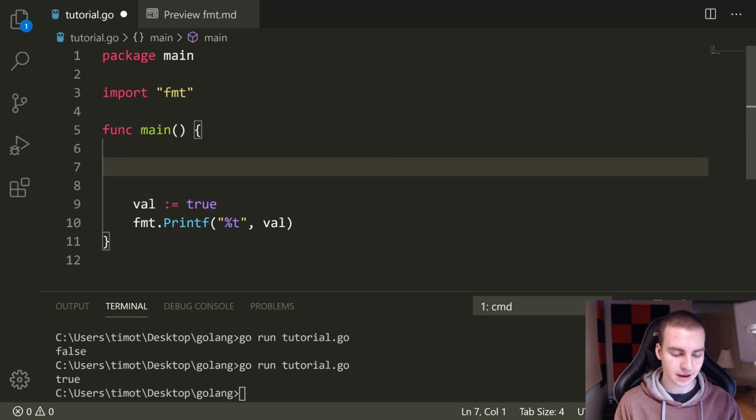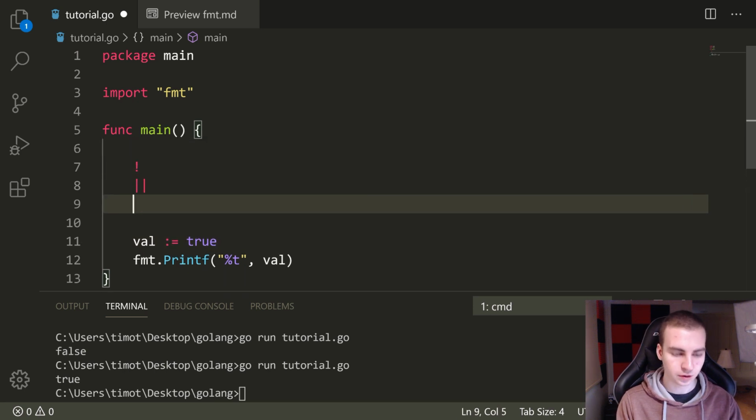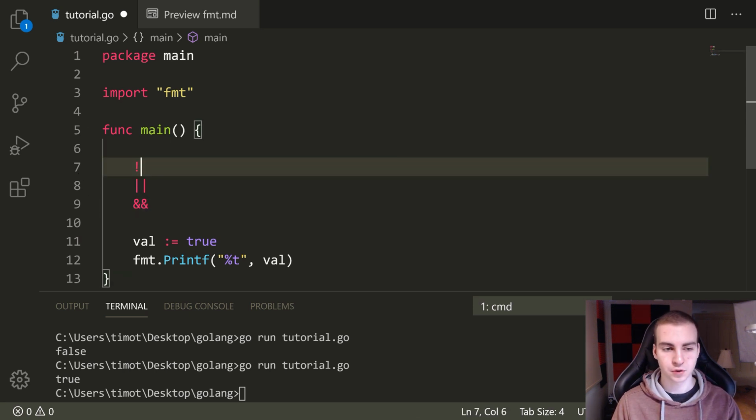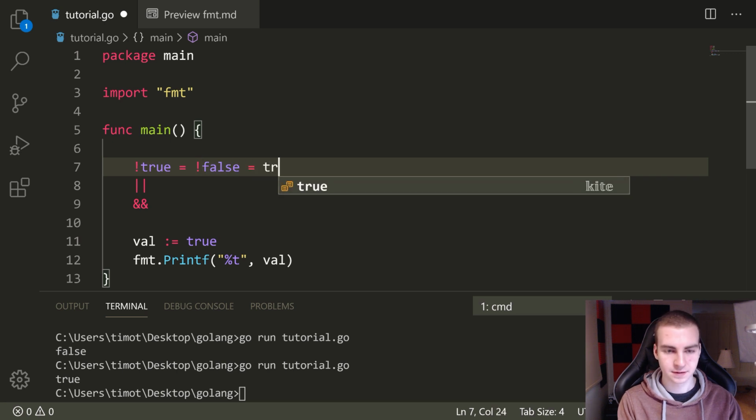So the operators that we have are not, or, and and. These are the way that you write them, which is very similar to other programming languages. This means not. What not does is just reverse whatever it is that you have. So if I have true, then not true equals false. If I do not false, that equals true.